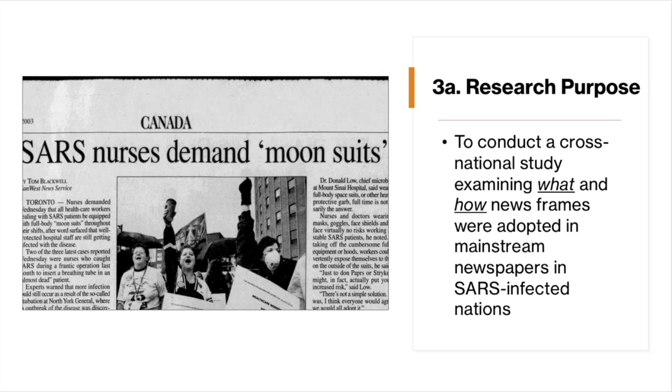Okay, point number 3 is research purpose. What are Chang and Associates trying to do? So the research purpose is to conduct a cross-national study examining what and how news frames were adopted in mainstream newspapers in SARS-infected nations. They also analyze and compare news frames within each country and examine contextual factors that may influence the selection of news frames regarding this issue of international consequence.